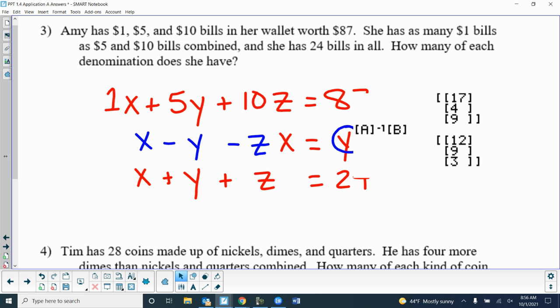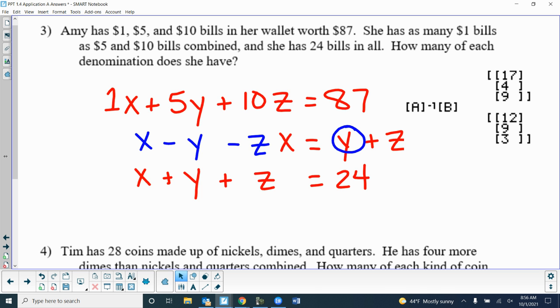12 $1 bills, 9 $5 bills, and 3 $10 bills. So 3 10s is $30, and 9 5s is 45. What's 30 plus 45? 75. Plus $12 is $87. It works out, right?